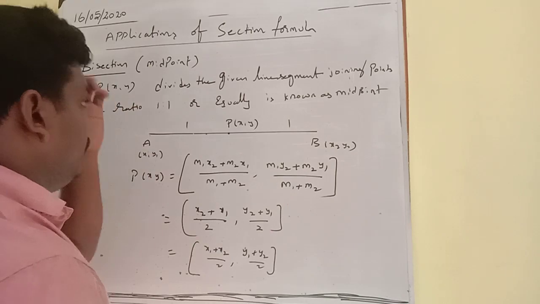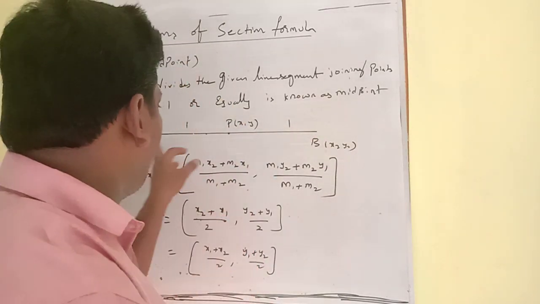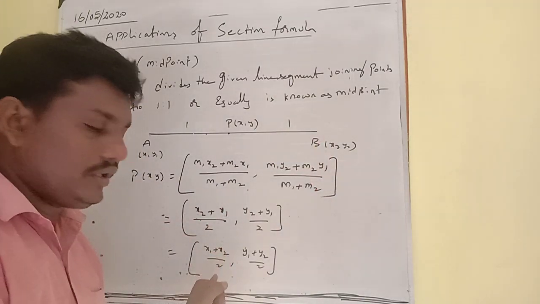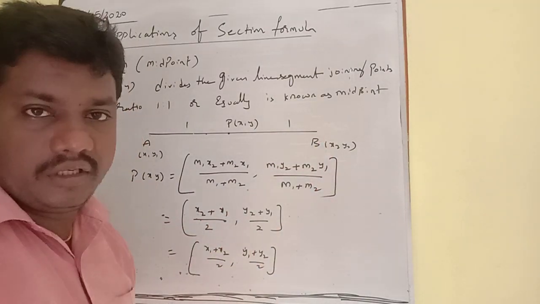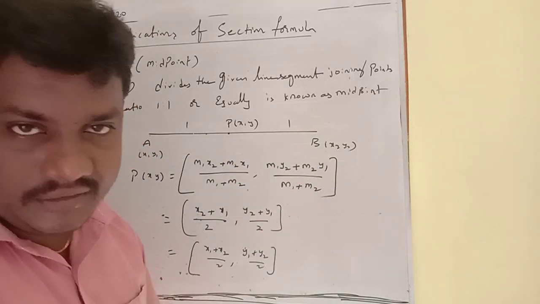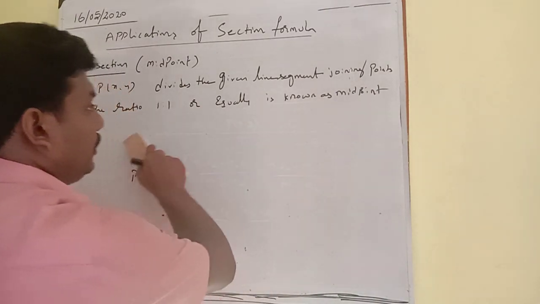If the midpoint of the given line segment joining points A(x1, y1) and B(x2, y2) is P(x, y), then P(x, y) equals (x1 plus x2) by 2, (y1 plus y2) by 2. It is nothing but the average of the x coordinates and the average of the y coordinates. So this is called the bisection formula.